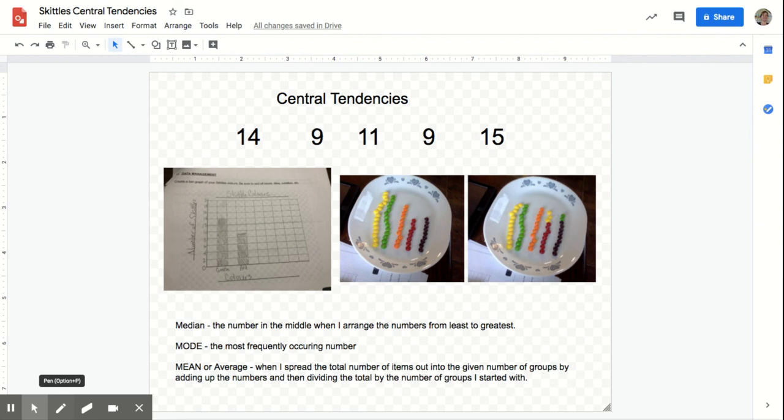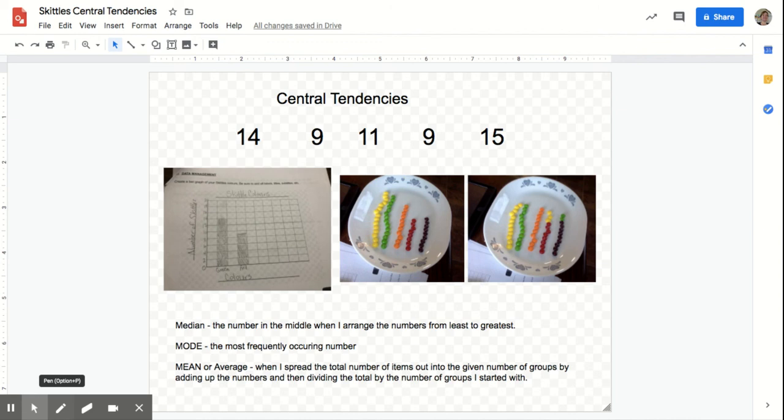Okay, so our last section in our worksheet before you get to eat those Skittles is central tendencies. When we talk about central tendencies, we talk about looking at a set of data. Our data right now is the different colors of Skittles. We're looking at how many Skittles of each color are in a package.